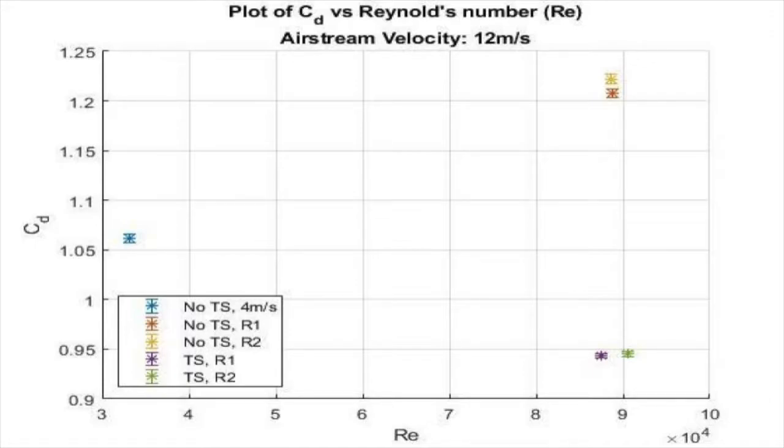This can be correlated to the impact turbulent flow has on the boundary layer as it moves over the surface of the cylinder. At relatively low speeds, the boundary layer remains attached to the surface longer, resulting in a smaller wake profile and reduced drag.